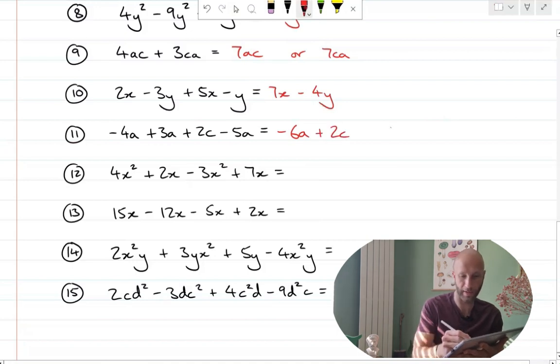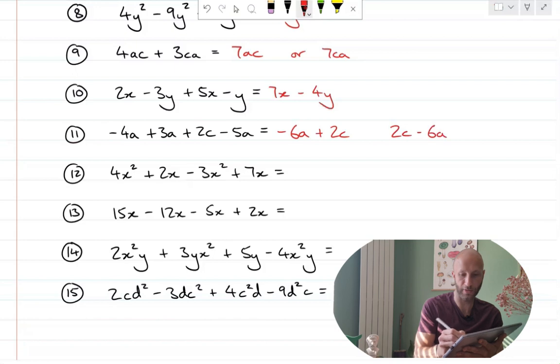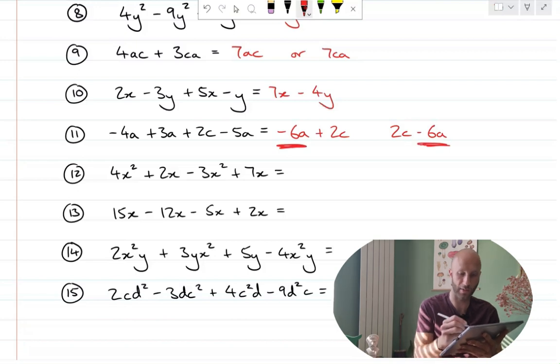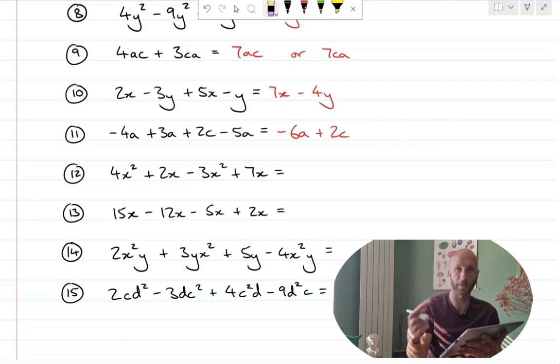And some people ask, can I write this differently? And the answer is yes, so long as you keep the sign with the correct term. The minus 6a is minus 6a. It's got to stay as minus 6a. I can't go switching terms around, because it would be a different answer. So the sign has to be with the correct term.